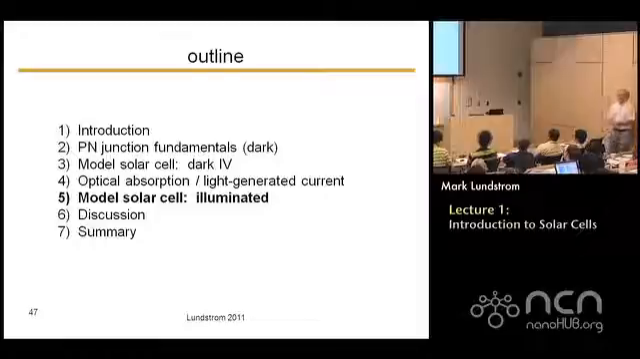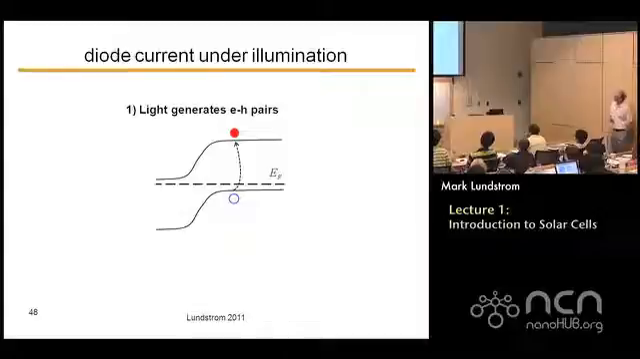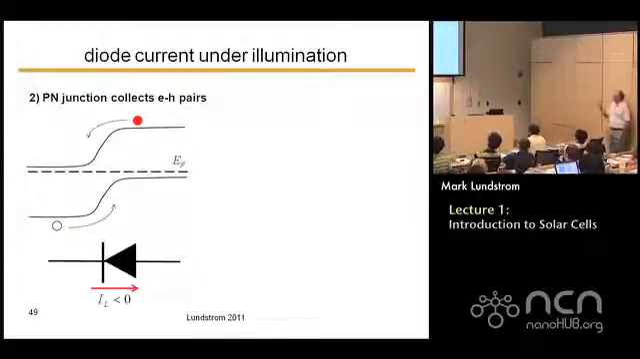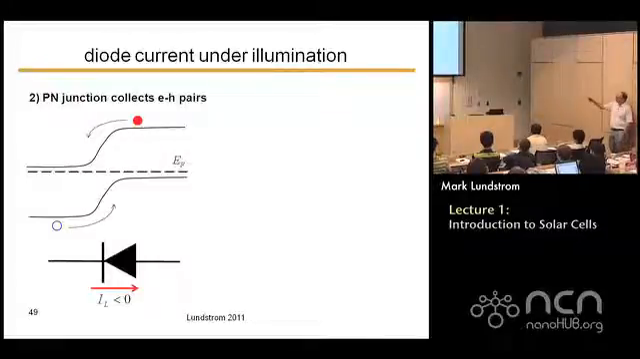Okay, so now we can talk about a solar cell. We've done it in the light and we've done it in the dark. So here's how it works. The light creates an electron-hole pair. The p-n junction collects the electron-hole pair. The electron goes out the n contact. An electron going out the n contact runs around the external circuit and comes back in the p-type. And that gives us a current that flows opposite to the direction of the arrow. So the direction of the arrow tells us the direction that the current flows when we apply a positive voltage to the p side.